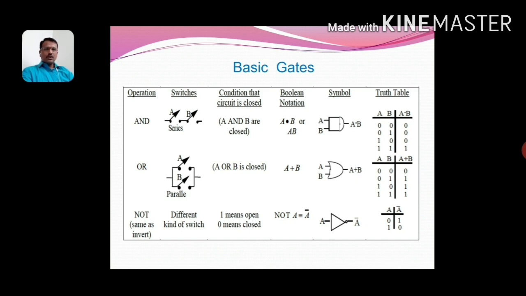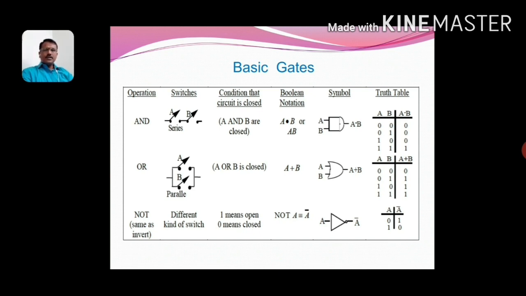The second gate is OR. So what is OR logic? OR logic is just like a circuit with parallel switches. So here if one of the switches, or at least one switch, is closed, then current will flow and the circuit will be complete. This logic is converted into the OR gate. So the OR gate is just like logical addition. We can define the OR gate as: if at least one input is high, the output will be high. That logic gate is called the OR gate.